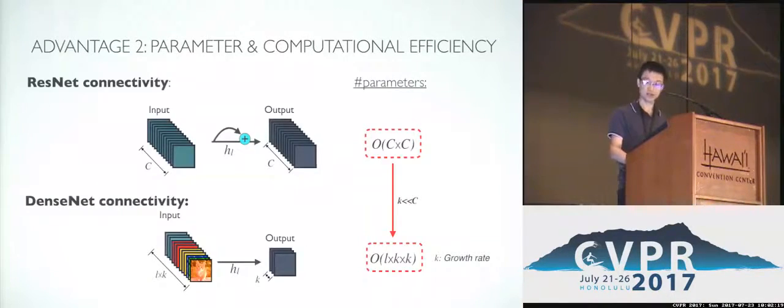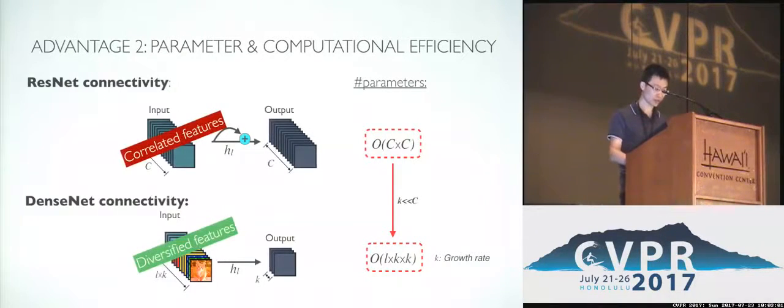The second advantage here is that DenseNet tends to have higher parameter and computation efficiency. For example, in each convolutional layer of a normal ConvNet, the number of parameters is proportional to C times C, where C is the layer width, or the number of channels produced at each layer. However, in the DenseNet, the number of parameters is proportional to L times K, where L is the layer index and K is the growth rate. Usually, we have K much smaller than C, so the number of parameters in each layer of DenseNet is usually much fewer than that in a normal ConvNet.